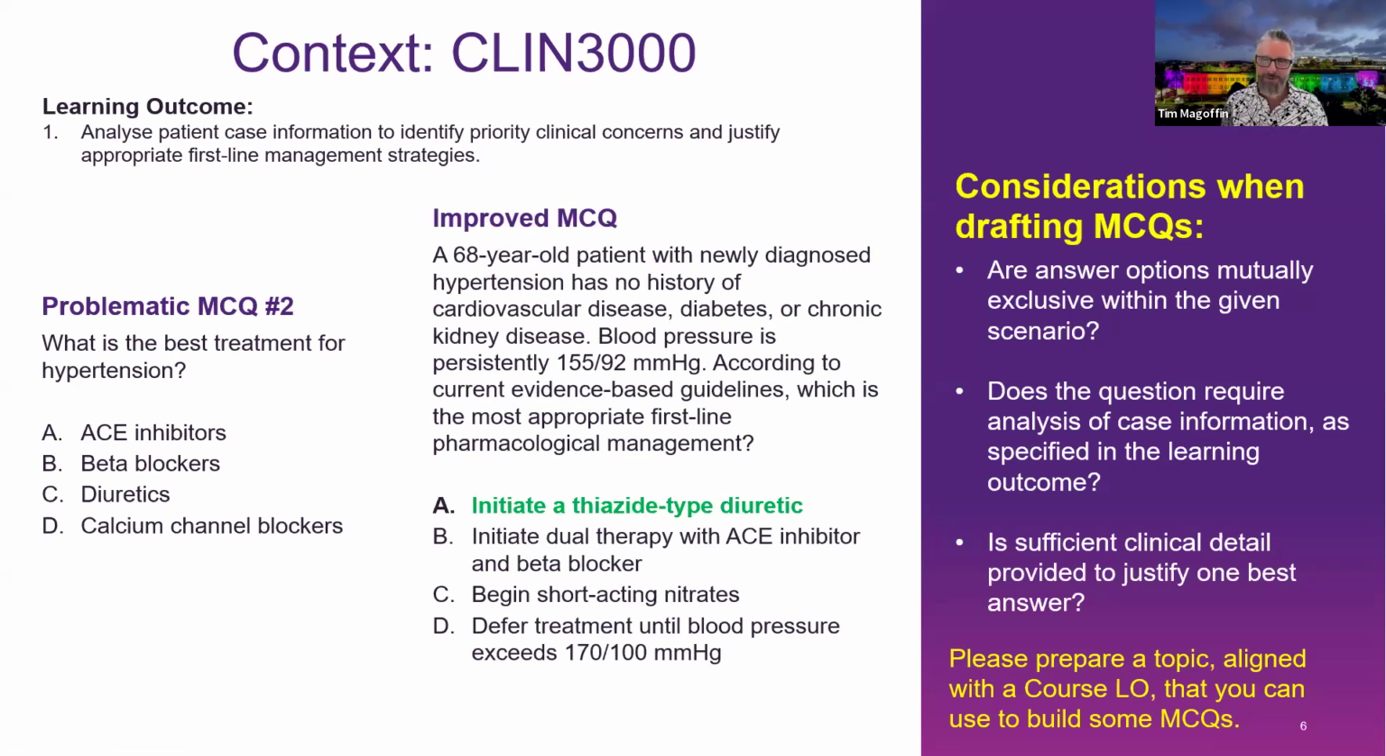Here's a revision to that MCQ. As you can see, it's a little bit more to read, but we've now got the case information. A 68-year-old patient with a newly diagnosed hypertension has no history of cardiovascular disease, diabetes, or chronic kidney disease. It's really flagging a couple of those key points that we're looking at targeting for discrimination as a misconception, perhaps. Blood pressure is persistently 155/92. According to current evidence-based guidelines, which is the most appropriate first-line pharmacological management?